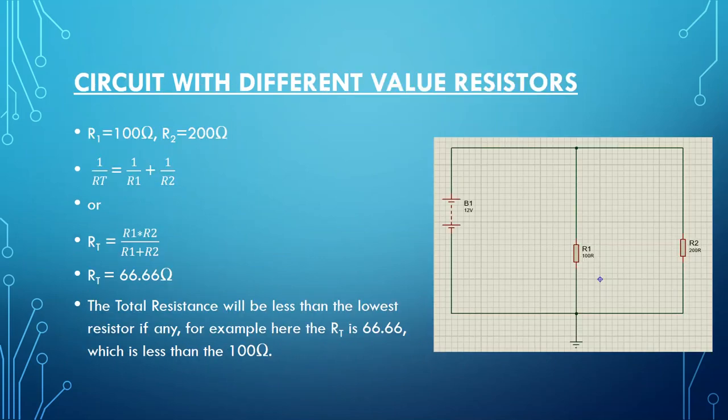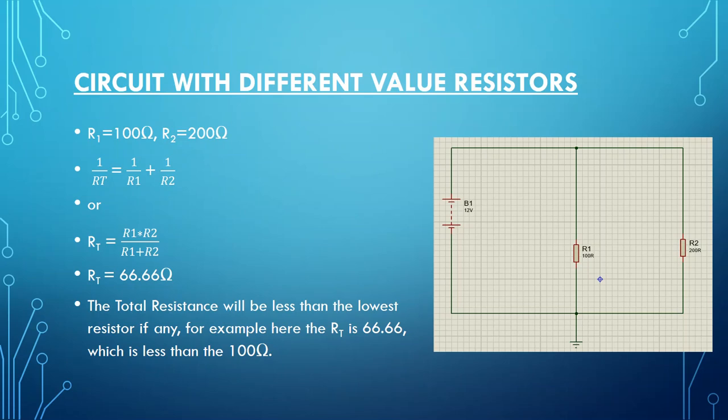Now a circuit with different value resistors, if we have R1 as 100R and R2 as 200 ohm. So by this formula we have 1 over RT equal to 1 over R1 plus 1 over R2, or RT equal to 66.66 ohm, the total resistance of this parallel circuit. The total resistance will be less than the lowest resistor. For example, here RT is 66.66, which is less than the 100 ohm.